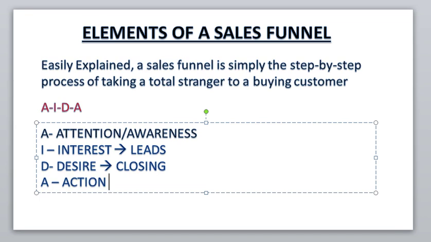They say, okay, I'm going to pay you. I'm going to give you this money. So that is what the sales funnel is. These are the elements of your sales funnel: attention, awareness, interest, desire, and action.